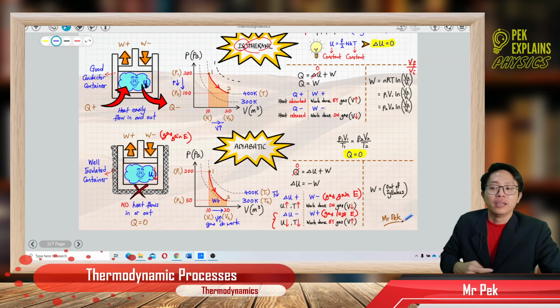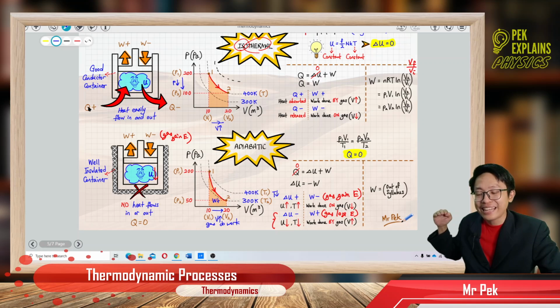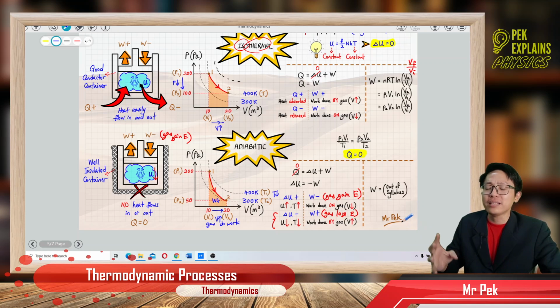So the gas does not use its own internal energy to do the work, but actually uses the heat energy that enters to do the work. So the gas doesn't lose any internal energy. That's why the graph can maintain on the same isothermal line, on the same temperature, because it doesn't use up its own internal energy to do the work.